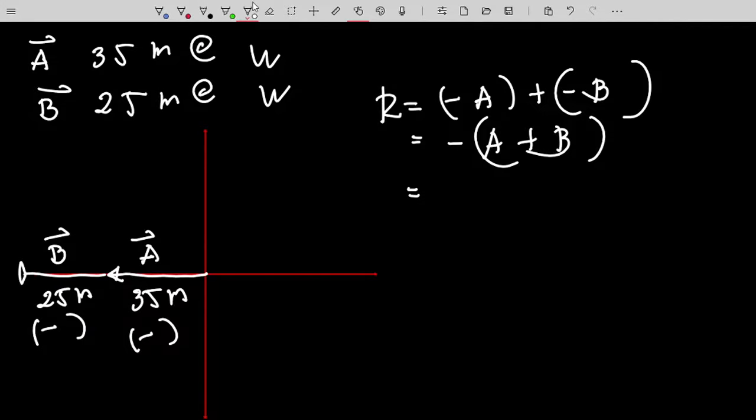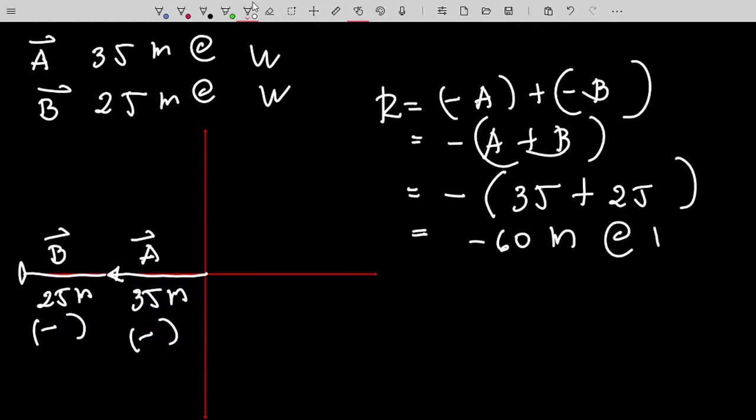So, rewrite the given values. The value of vector A is negative 35 meters, and the value of your B vector is negative 25 meters. Now, 35 plus 25, we should get a value of 60 meters west. It should have a negative value because we are adding two negative vectors, your 25 and 35. We should also know that the direction should be west, because these two vectors are actually directed toward the west. So that is how you do it.